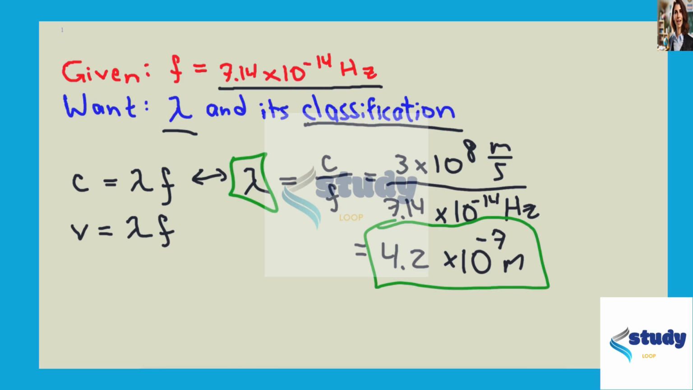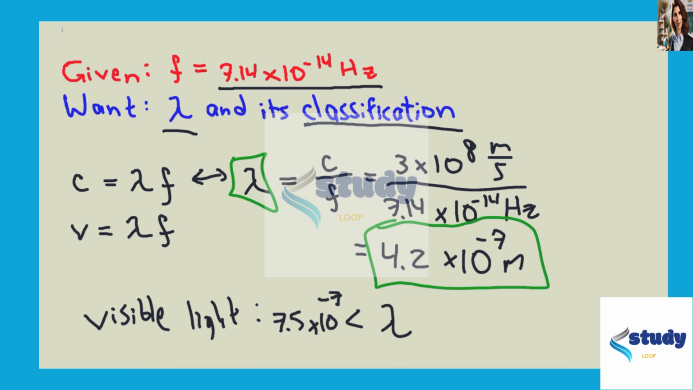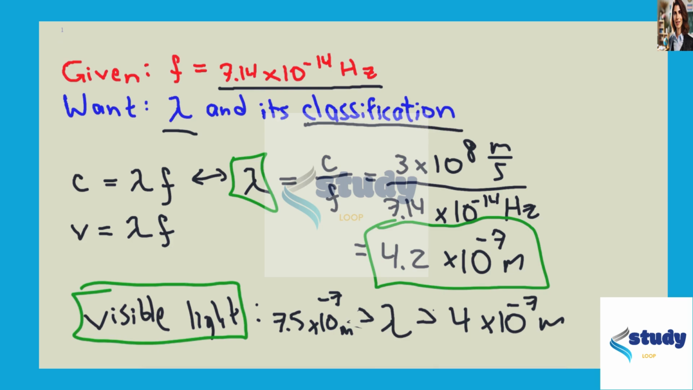And you should find that the visible light range is somewhere between 7.5 times 10 to the power of negative 7 meters and 4 times 10 to the power of negative 7 meters. Oops, I've drawn these the wrong way. And our 4.2 falls nicely within this range, so this wave is within the visible light spectrum. And that's your answer.